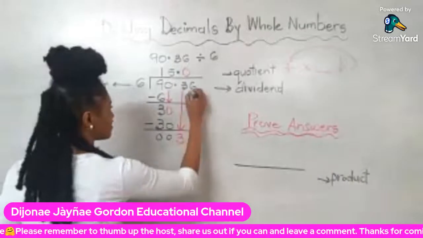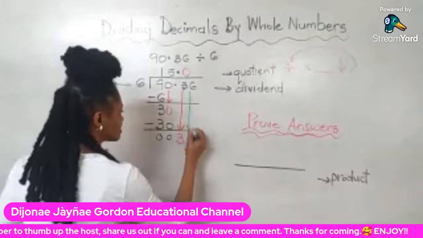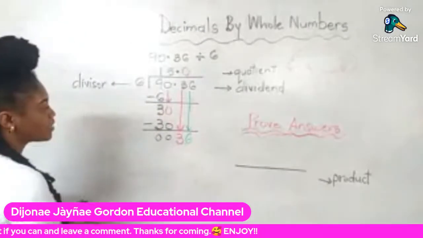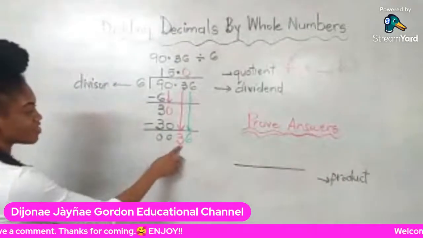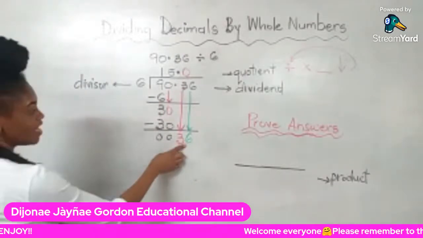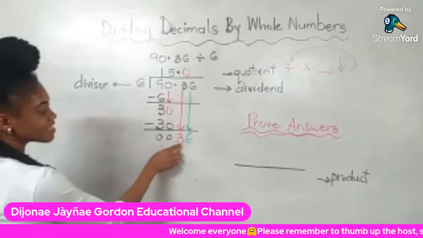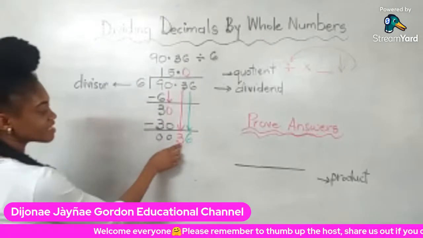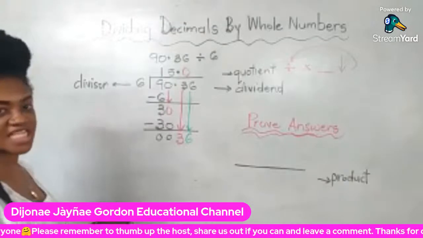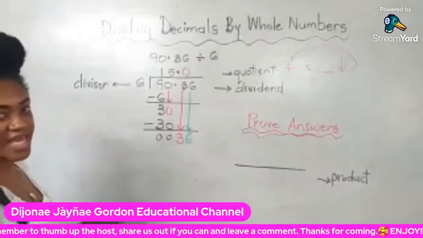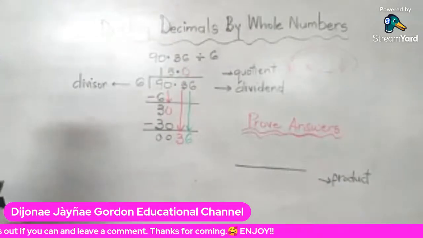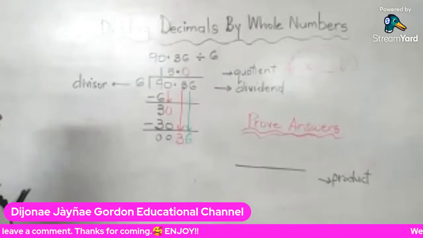Look carefully. And that is now 6. And look where I bring it down and put it. I put it right beside this numeral 3. And of course, look what I did. It becomes 36. All right? Now look to see what it is that I'm doing. It becomes 36.